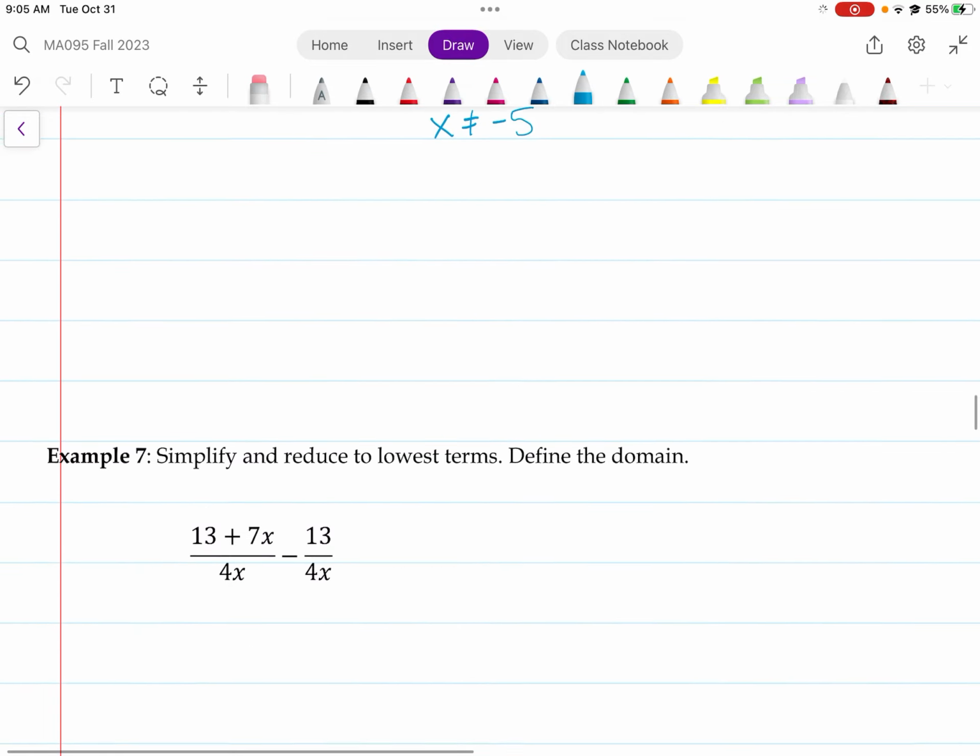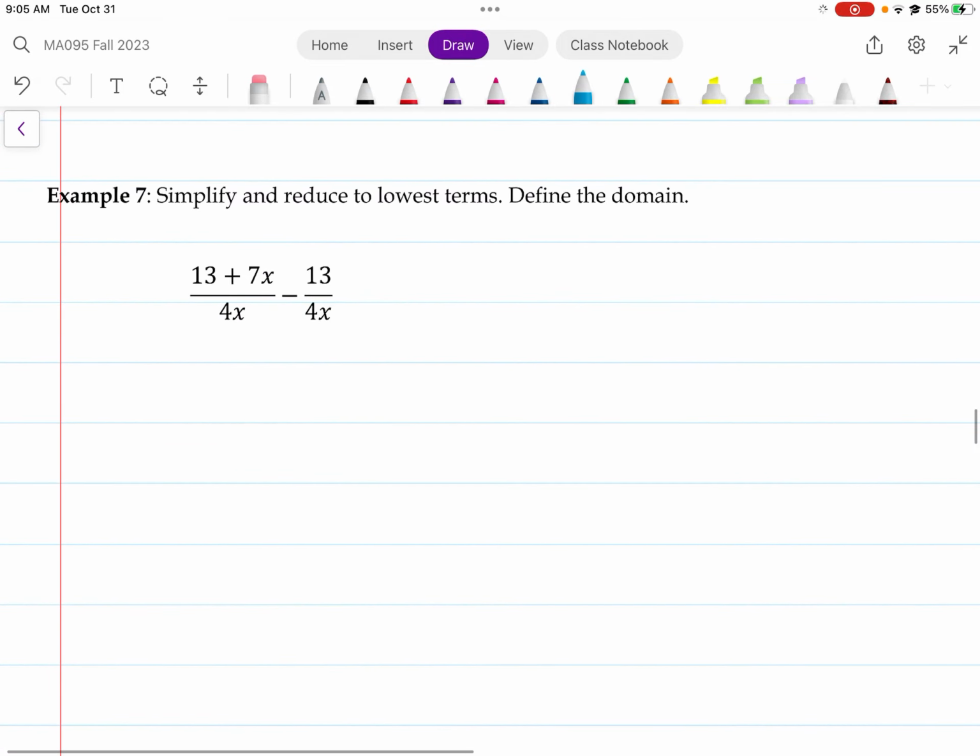All right, let's try another one. Simplify and reduce to lowest terms and define the domain. All right, so once again, we have a common denominator here. So we get 13 plus 7x minus 13 all over 4x. So we get the 13s are going to subtract out. 13 minus 13 goes away. So we end up with 7x over 4x.